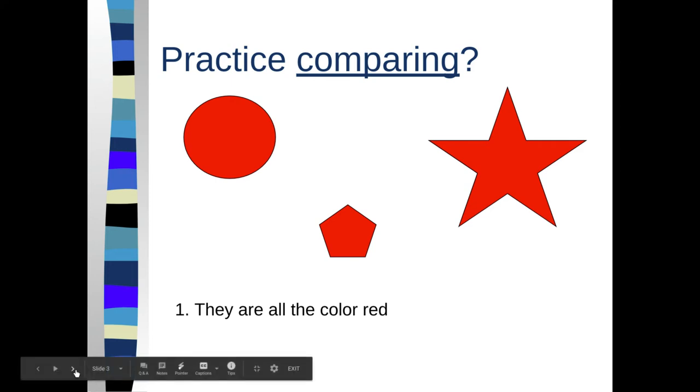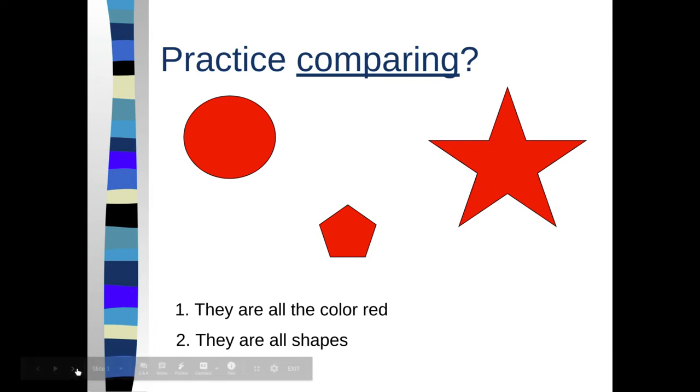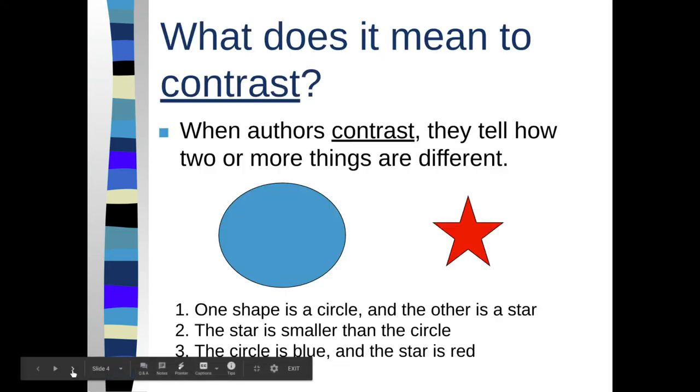Take a look at these figures. They are all the color red and they are all shapes. That's how they are alike or similar. Compare means how they are similar, alike, or the same.